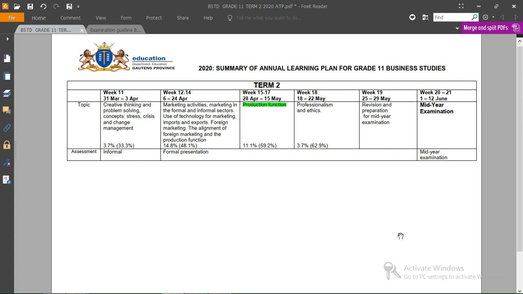I'm Mr. Jonas. Right, today we are going to look at a new topic, production function. So far, we are only left with one topic to finish this term's work. At the beginning of the lockdown, we started with creative thinking, problem solving, stress management, and after that we did marketing activities. Now we want to talk about production function, which is one of the 8 business functions, right? And then lastly, in the next coming weeks, we do professionalism and ethics, right?